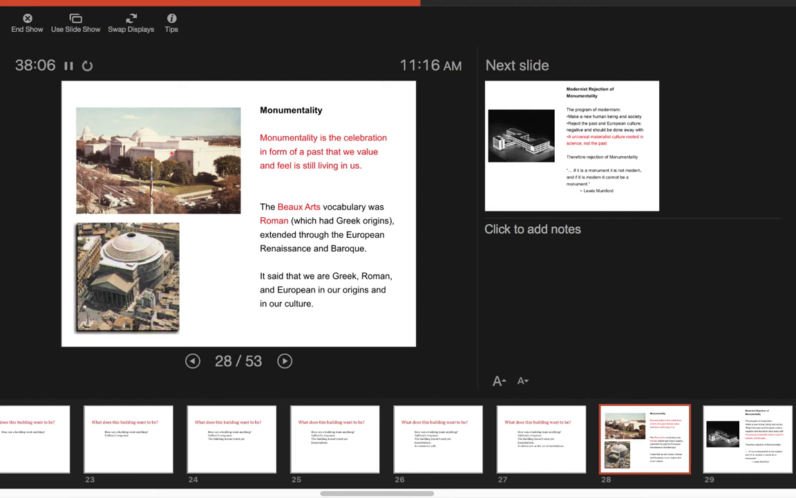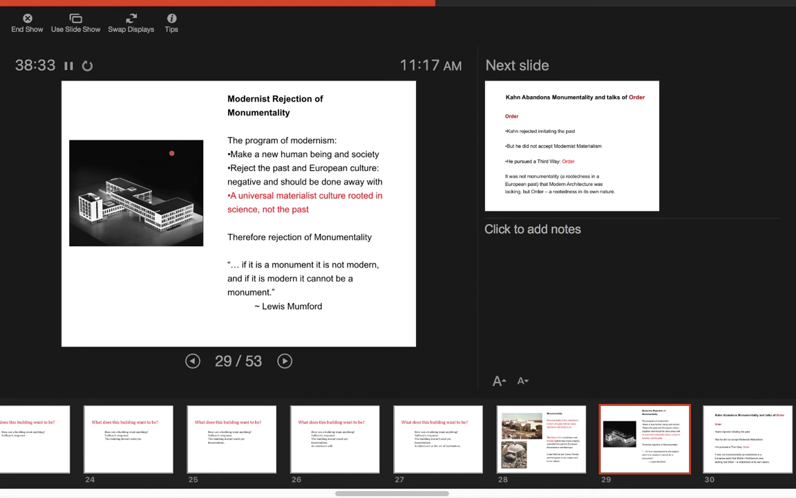This is exactly what modern architecture is rejecting. It's not just rejecting the columns, the dome. That's superficial. It's rejecting that we are descendants of Rome. No. There's a whole new modern world. So modernism rejects monumentality. The program of modernism is to make a new human being in society, to reject the past and European culture. They're negative and should be done away with. Instead, we should have a universal materialist culture rooted in science and rationality, not rooted in the past. So, there's a simple definition of modernism.